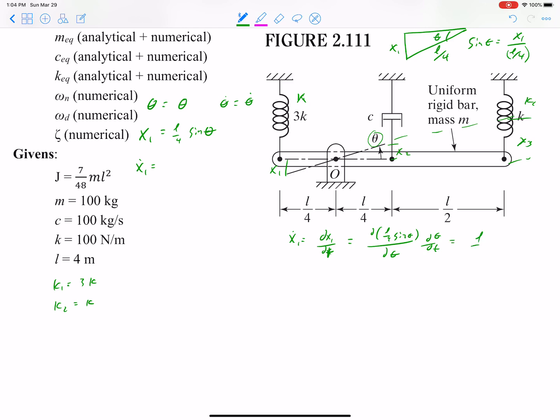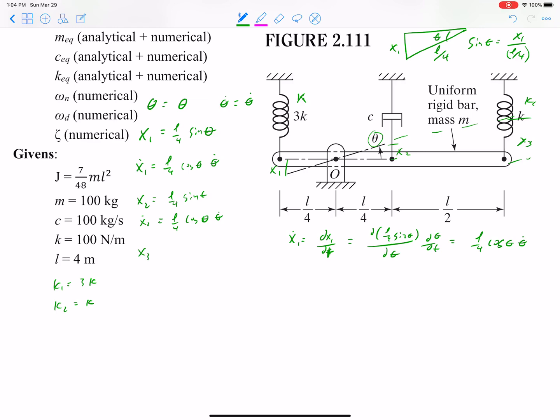So that gives us L over 4 cosine theta, theta dot. Okay. And then x2 is equal to L over 4 sine theta, x2 dot is equal to L over 4 cosine theta, theta dot. Okay.